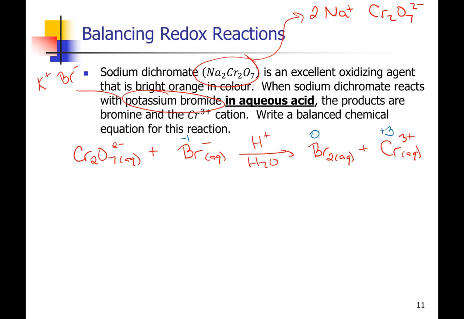In the case of the dichromate ion, this is where your high school rules are going to work just fine because oxygen is significantly more electronegative than chromium is.